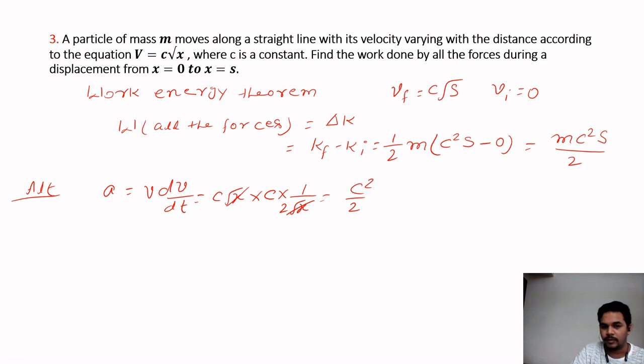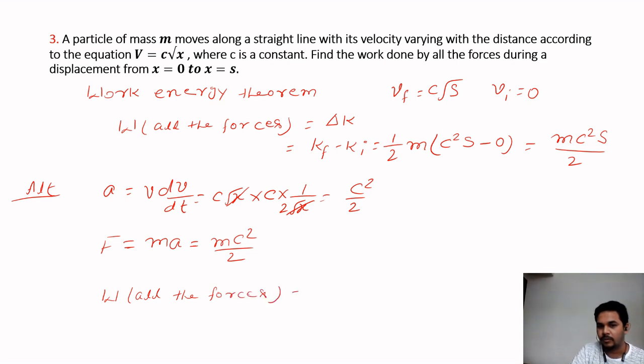So first you have to calculate the force. Net force equals mass into net acceleration, already known from Newton's second law, so it will be m c squared by 2. Here c is constant, mass is constant, 2 is constant, so the force is constant, and you can use it for the work by all the forces. So the net force acting on the body is m c squared by 2.